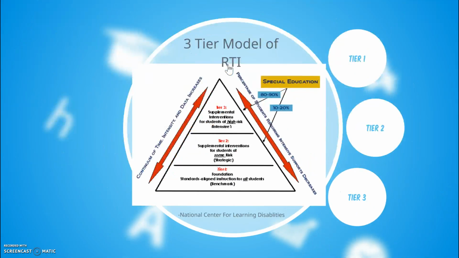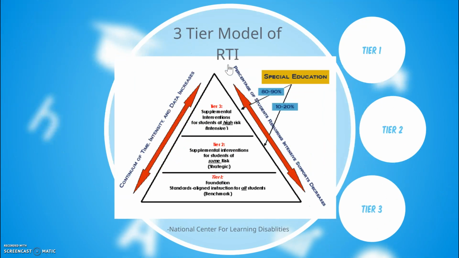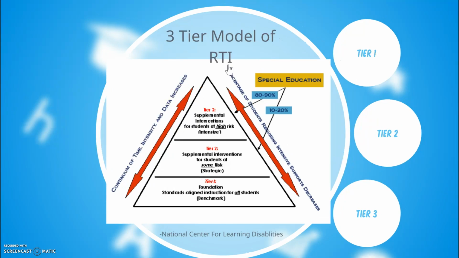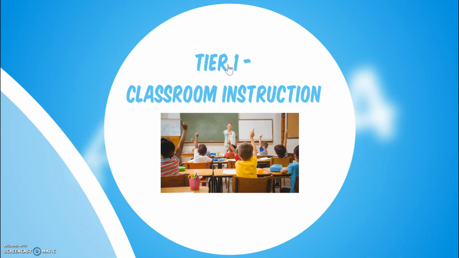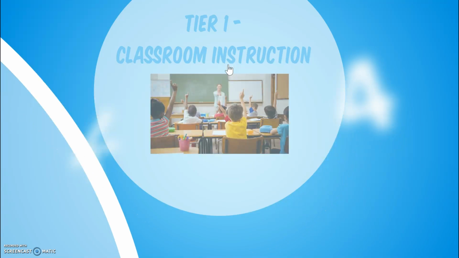There is a 3-tier model of RTI, Tier 1, Tier 2, and Tier 3. Tier 1, classroom instruction. This intervention is when the instruction is the instruction that is provided to the whole class. It's the instruction through the curriculum. The general education teacher provides this instruction to all students in his or her class.